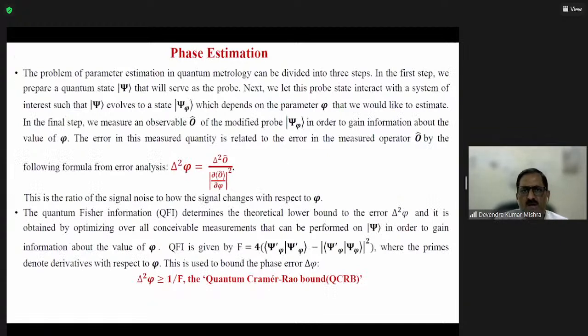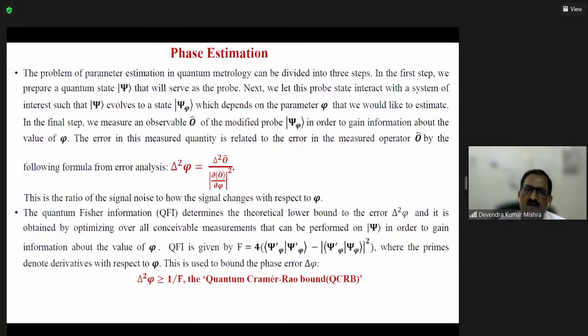The problem of parameter estimation in quantum metrology can be divided into 3 steps, as we have discussed. In the first step, we prepare a quantum state ket psi that will serve as the probe. Next, we will consider this probe state to interact with a system of interest such that ket psi evolves to a state ket psi dependent on phi, which is the parameter phi that we would like to estimate. In the final step, we consider an observable O of the modified probe state psi phi in order to extract information about the value of parameter phi.